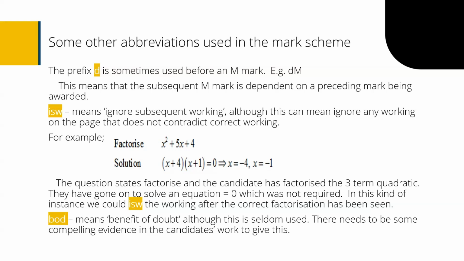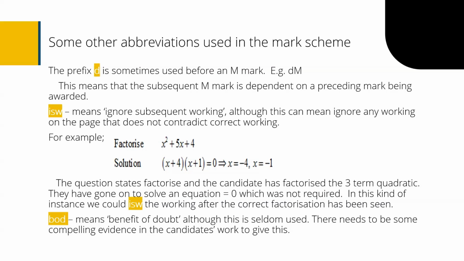The ISW means ignore subsequent working. Although this can mean ignore any working on the page, that does not contradict correct working. And we'll see an example there as well.